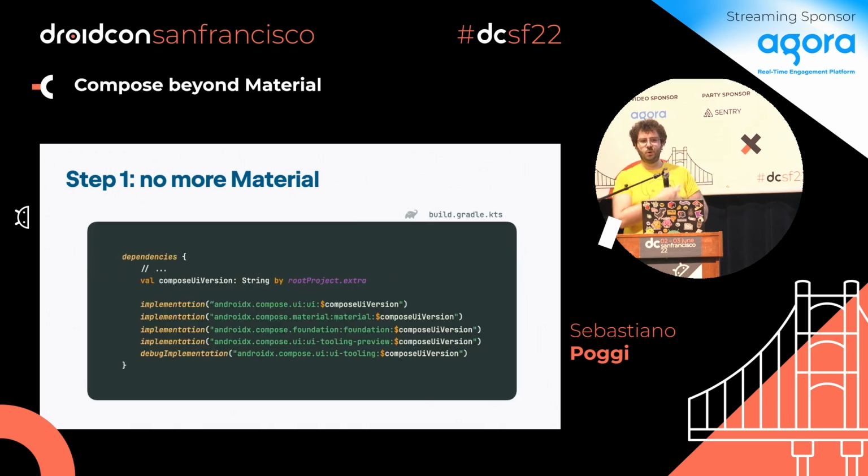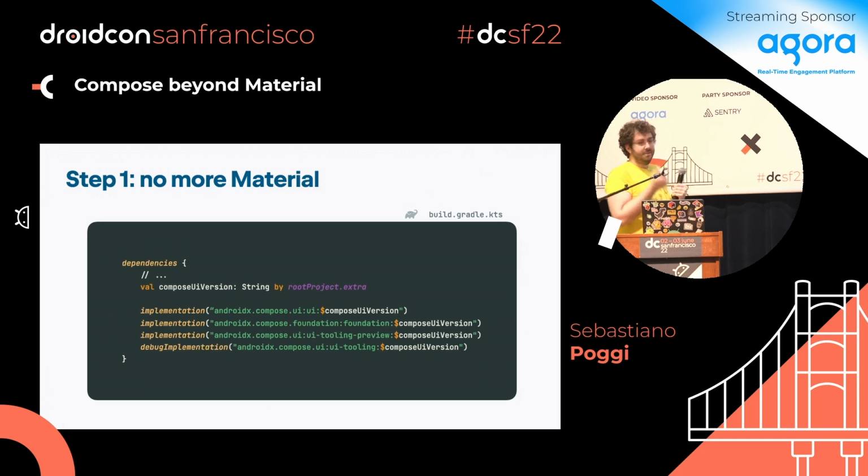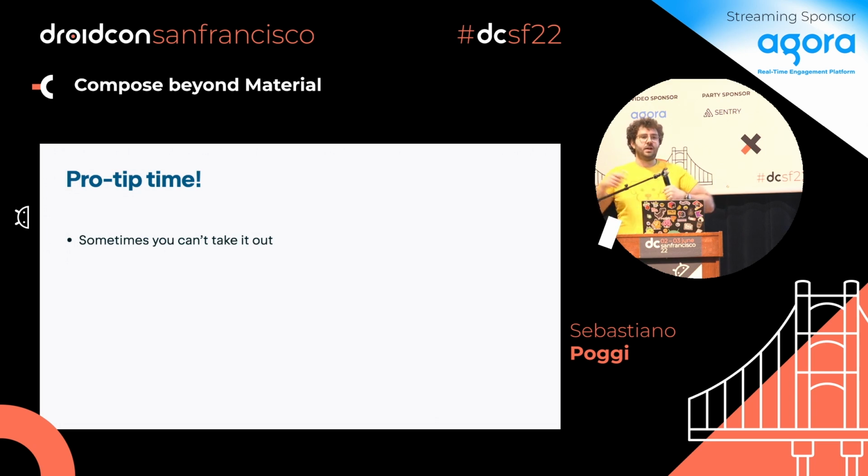Well, we open the build file. We look for the line that says material. We take it off. That's it. Well, most of the time. Sometimes, unfortunately, that's not that easy, because sometimes you might have something like a dependency that depends on material and will transitively bring it back into your code.